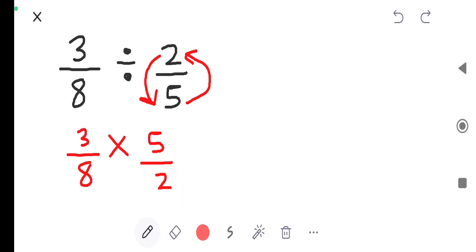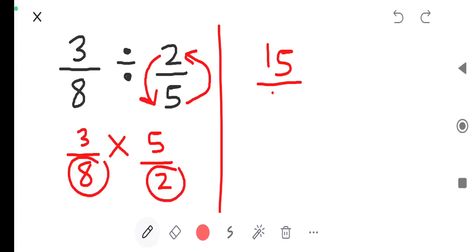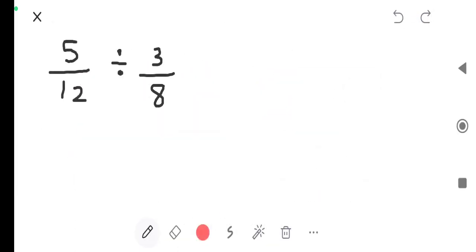So what do you do? You multiply the numerators. You do 3 times 5, that gives 15, over, multiply the denominators, 8 times 2, that gives 16. So the answer becomes 15/16. Let's look at the next one.